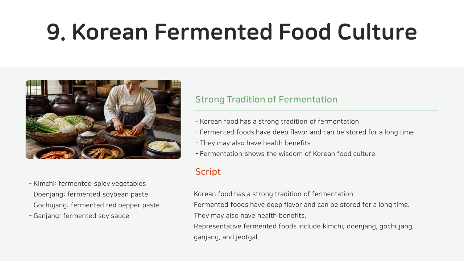Hello everyone. I will talk about Korean fermented food and jeongdeok. Korean food has a strong tradition of fermentation. Fermented foods have deep flavor and can be stored for a long time. They may also have health benefits. Representative fermented foods include kimchi, doenjang, soybean paste, gochujang, red pepper paste, ganjang, soy sauce, and jeokgal, salted seafood.